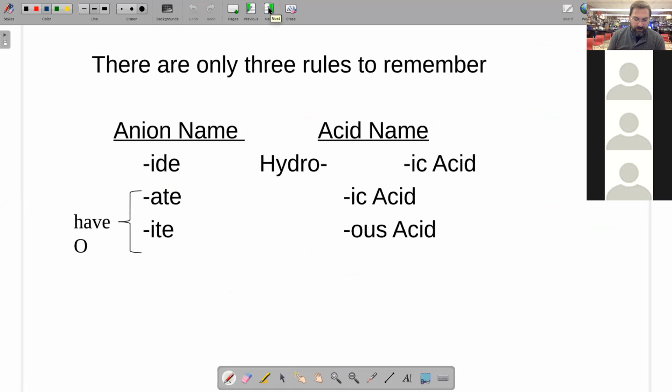What's always true: if the anion ends with "ide," as if it were a binary ionic compound, the name has hydro-ic, and this is where the root of the element goes. For oxyacids or polyatomic acids, if the name of the anion ends with "ate" or "ite," then you change the name of the acid to end with "ic" and "ous." And all these acids have the word acid at the end. So "ide" changes to hydro-ic, "ate" changes to "ic," "ite" changes to "ous." Those are the rules to remember and the guide to help you.